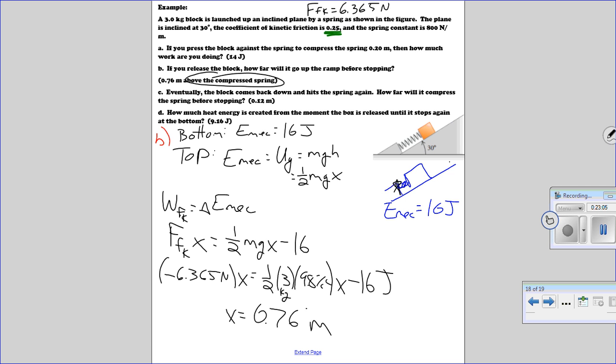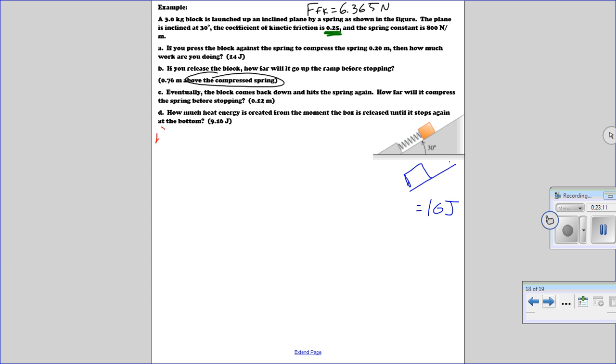All right, so now let's do part C. This is probably the longest video I've ever made, so I apologize. All right, here we go. Part C. Eventually, the block comes back down and hits the spring again. How far will it compress the spring before stopping?